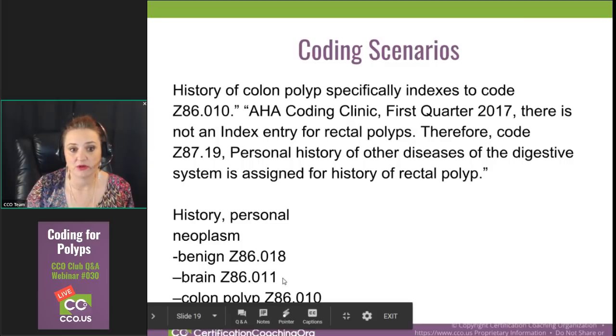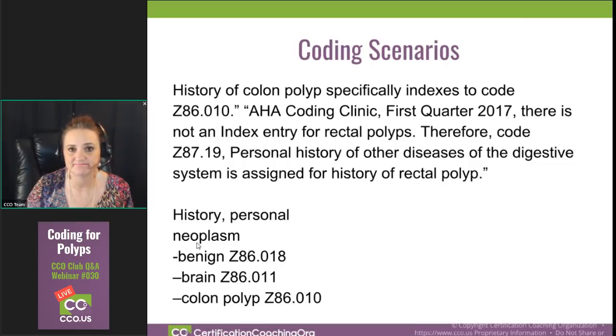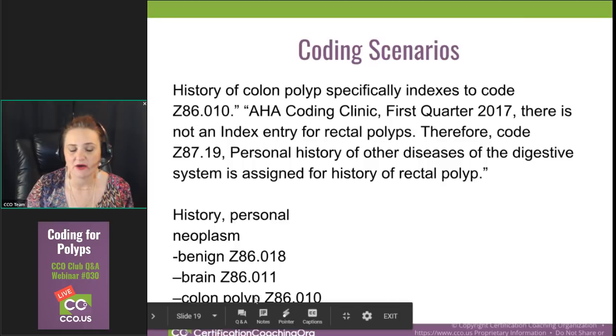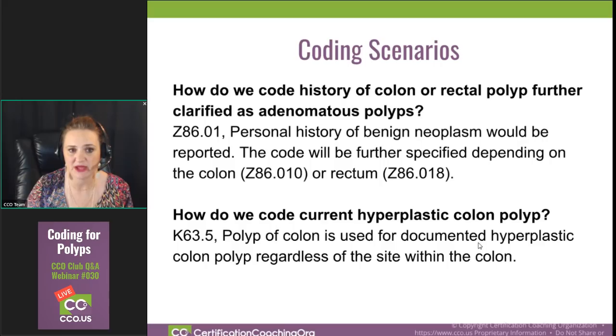So is it benign? Could it be in a brain, or could it be a colon polyp? Z86.010. You're going to look under history, personal, neoplasm. All right. Now, colon polyp, is that cancer? No, that's not saying it's cancer, right? They're saying that's how you find a colon polyp, if it's under neoplasm.